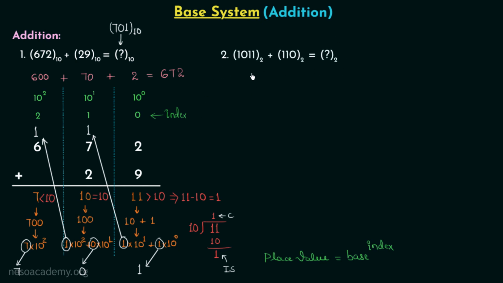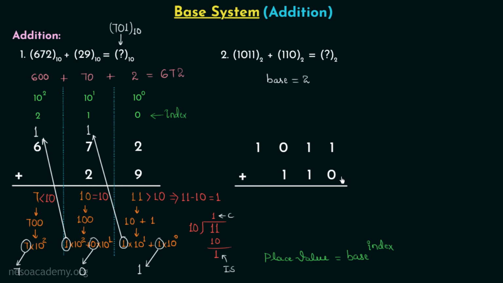In this case, we want to add 1011 in binary with 110 in binary, and we want to note down the result in binary as well. And we very well know that in the binary number system, the base is equal to 2. As per the question, our first number is 1011, our second number is 110, and you can see that I have placed the binary digits according to their place values.